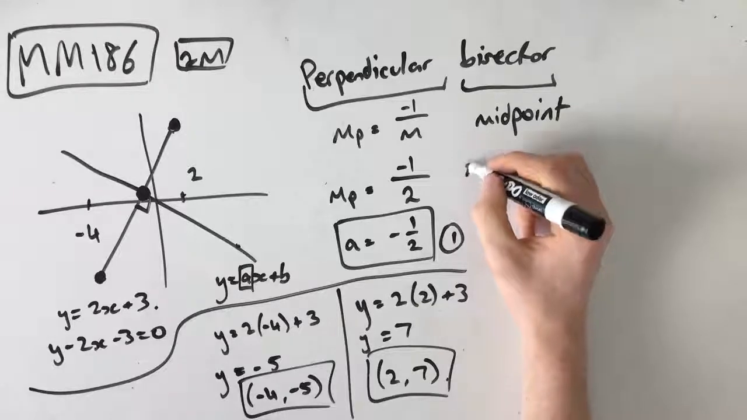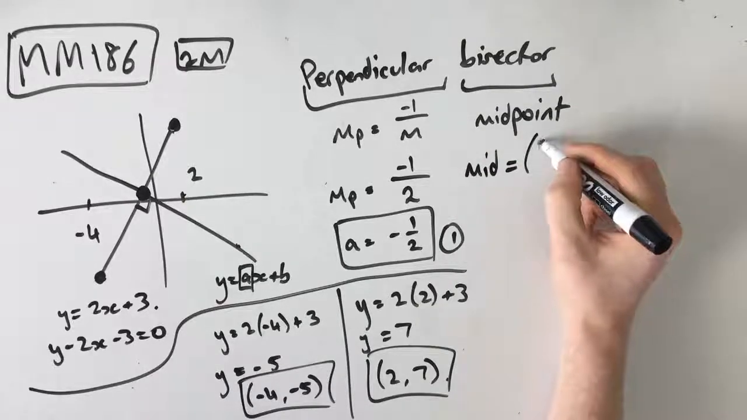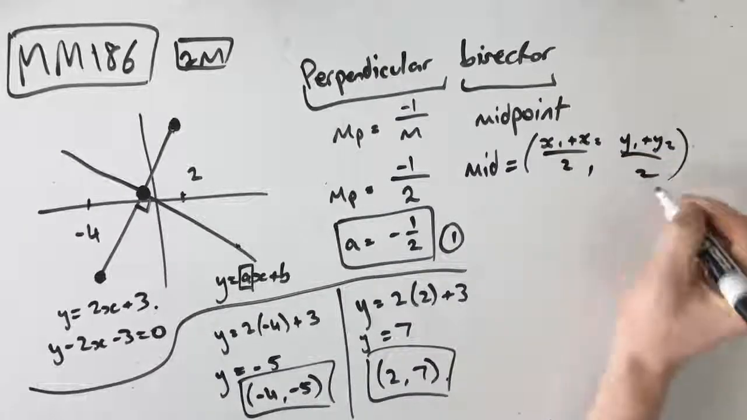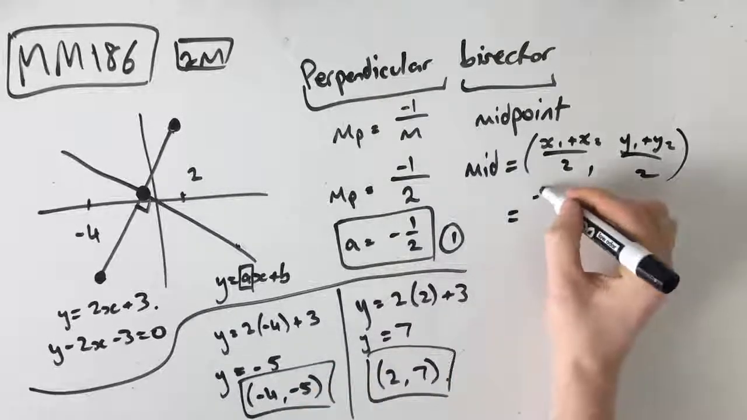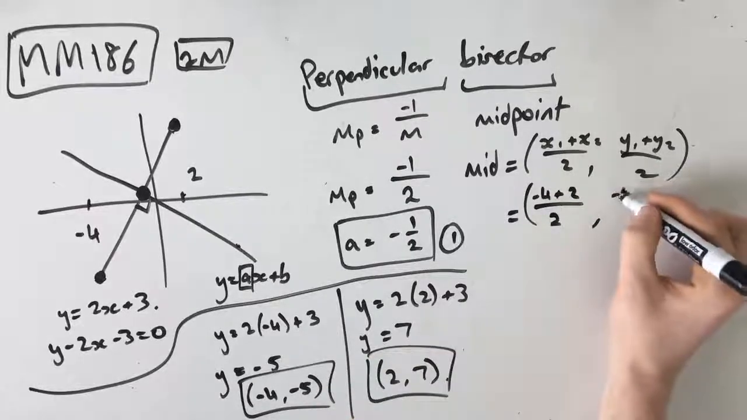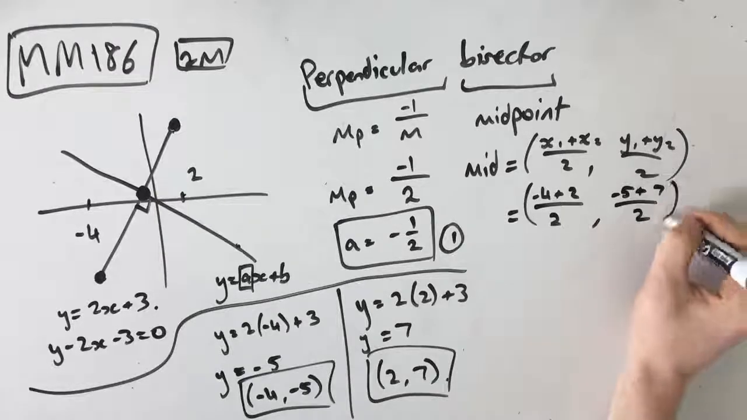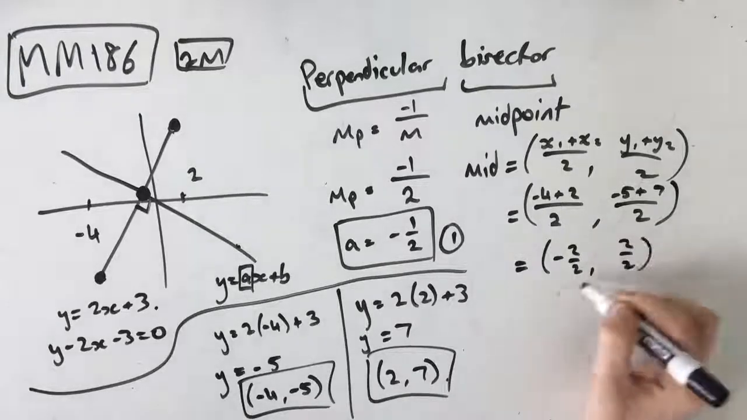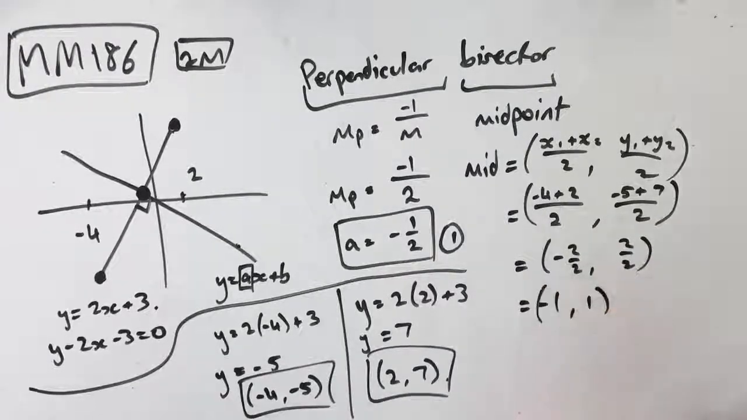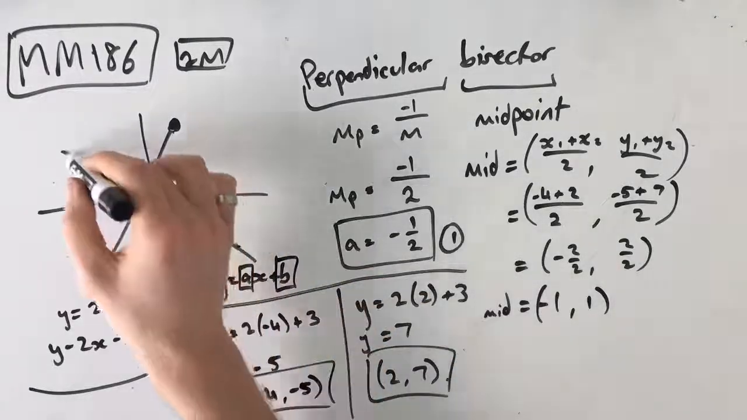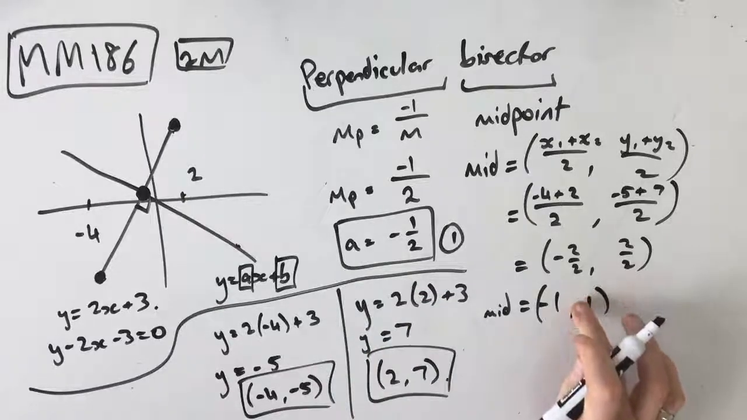So midpoint is equal to x1 plus x2 over 2, y1 plus y2 over 2. Awesome. Our first x value is -4, second x value is 2, over 2. First y value is -5, second y value is 7, put that over 2, which means we get -2 on 2, 2 on 2, which is -1, 1. Awesome. So that's our midpoint. But we're not done yet, because we need to actually figure out what our value of b is. We know that this graph now passes through -1, 1.